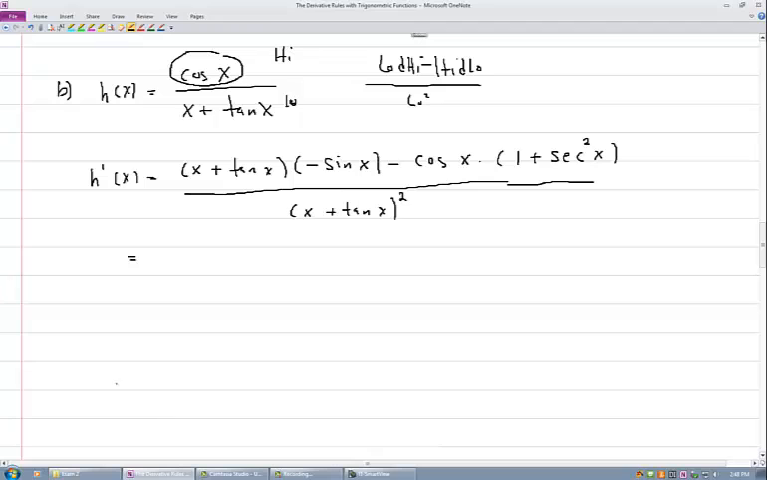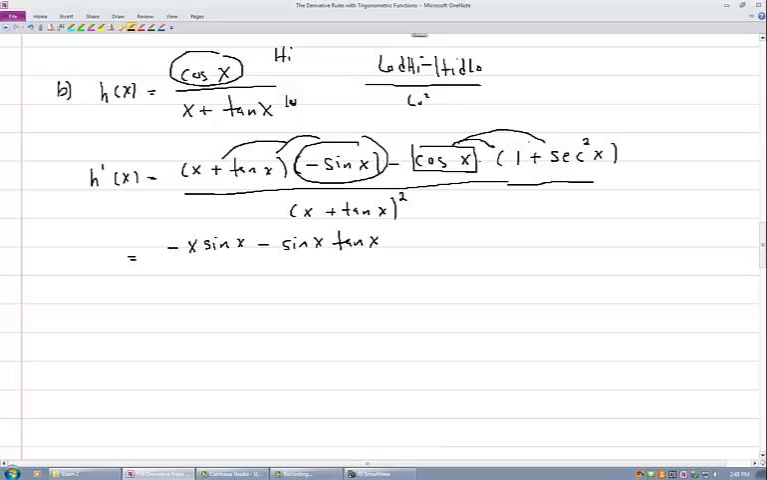So to clean this up, I'm going to multiply through by this negative sine x. So I'm going to take this negative sine x right here, and I'm going to multiply it to the tan x and to the x. So I'm going to get minus x sine x minus, then I have what? Sine of x tan x. And then I'm going to multiply this cosine of x to the 1 and then to the secant squared. So I'm going to get minus cosine of x times 1 is minus cosine of x. And then minus cosine of x times a secant squared x. I'm going to get one of the cosines canceling here, so I'm just going to get a minus secant x.